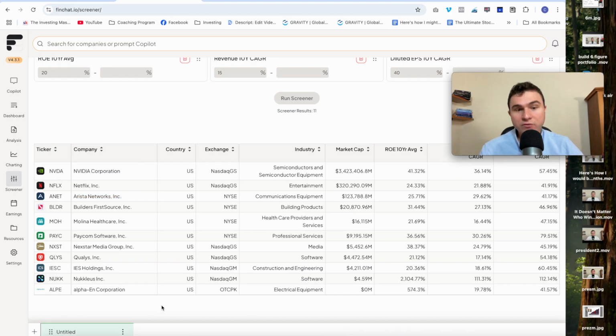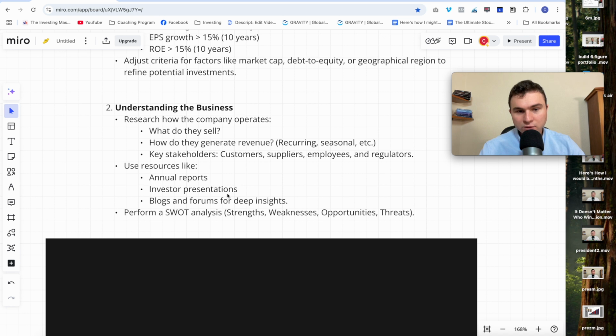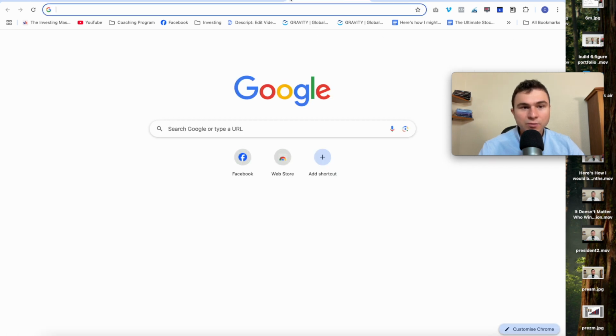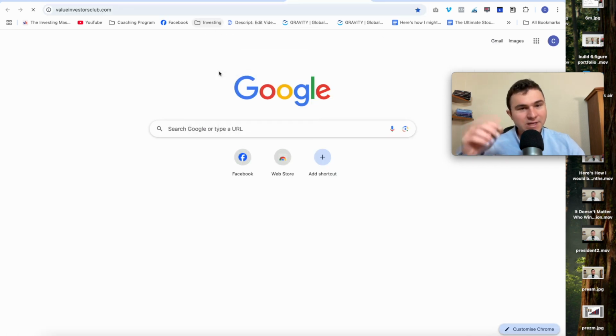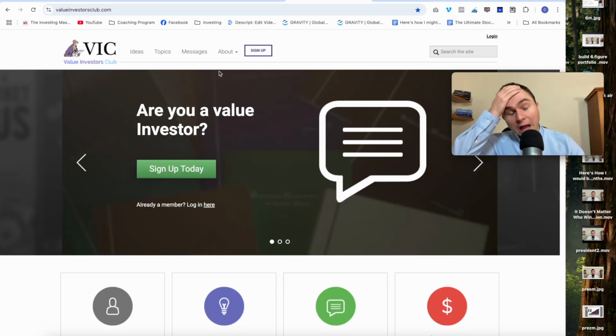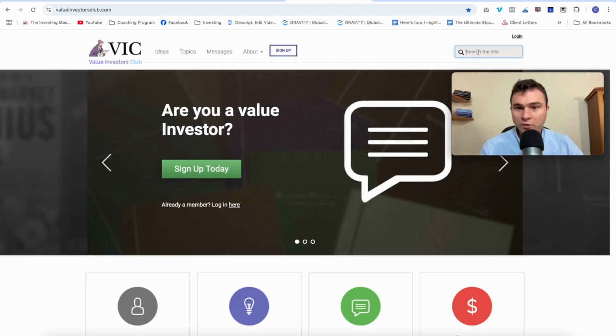11 of them, everything. So first, go to the company's website. Second, the investor presentation, for example, some slides. Third, the annual report. You want to check how it works, etc. And you can check some blogs. I have here some blogs and forums for deep insights. For example, you have this website called Value Investors Club. I'm giving you everything in this video, so you just have to do the work after this.